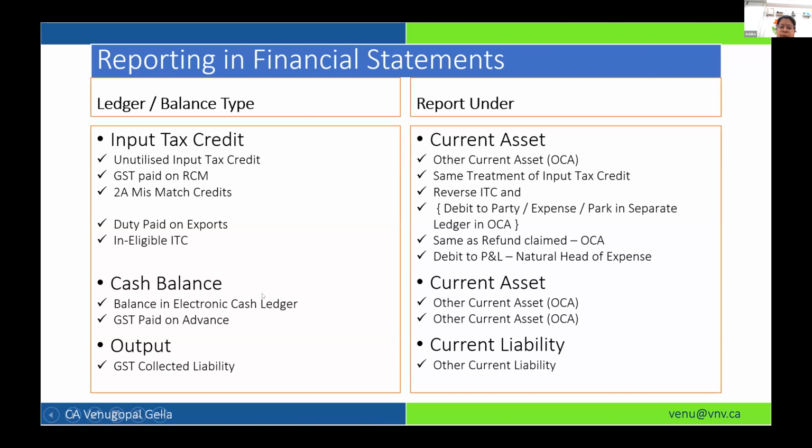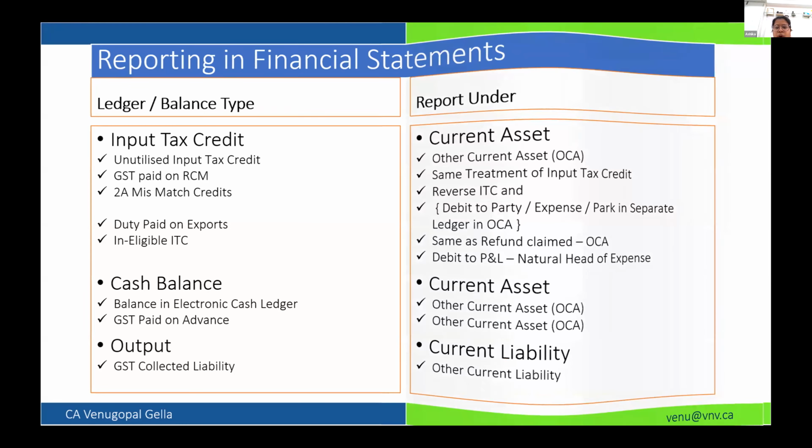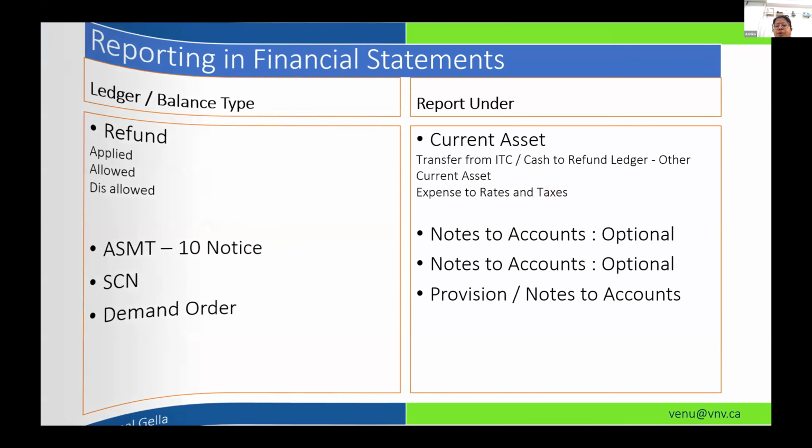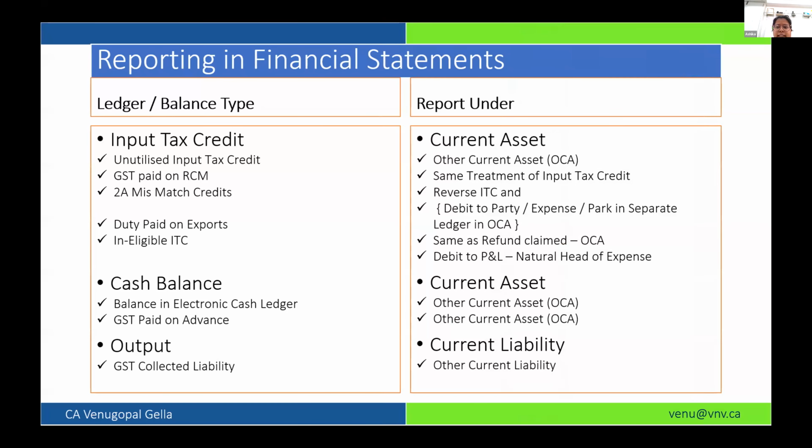Then come your cash balance. Normally for GST, we maintain 3 ledgers in our books: electronic credit ledger, cash ledger, and liability ledger, or output liability ledger. So whatever tax is payable over the sales, we report it as an electronic output tax liability. Whatever we paid through cash goes in the electronic cash ledger, and ITC eligible in the electronic credit ledger.